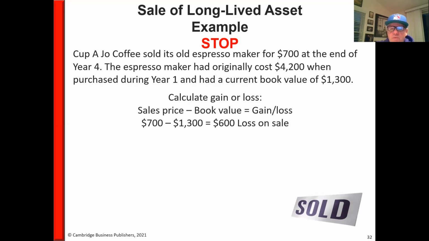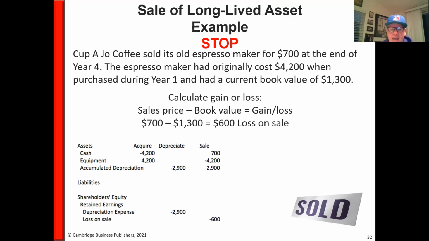So first thing we do is, what is the gain or loss? So take the sales price, which is $700, subtract out the book value of $1,300. So we have a $600 loss on the sale. And here's how we get this thing off the books. Right. So accumulated depreciation was $2,900. That was the difference between the 42 and the 13. So get that off the books.